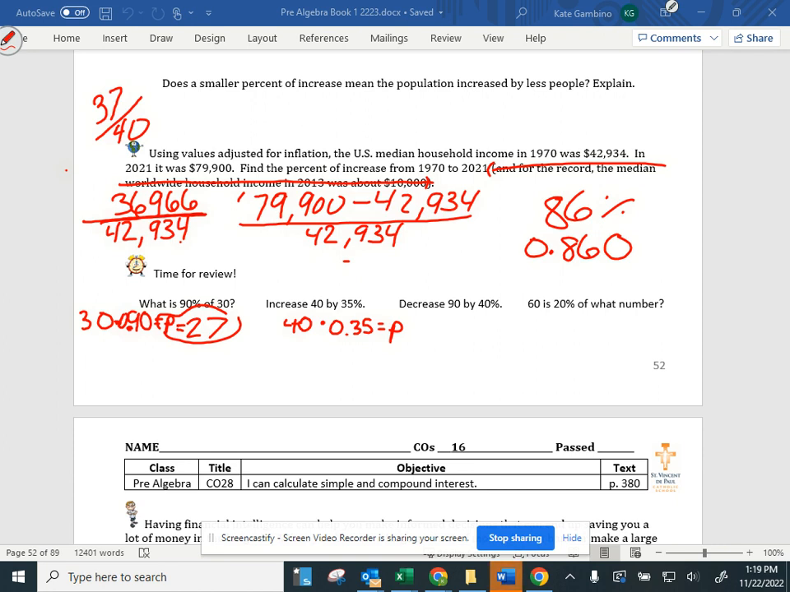Emily? So 40 times 0.35. If we multiply 40 by 0.35, what do we get? Audrey? I got 14. Yeah. That equals 14. So our part equals 14. We have to add that to the 40 because we want to increase the 40 by that much. So 40 plus 14 gives me 54.